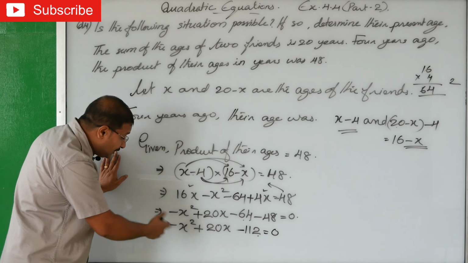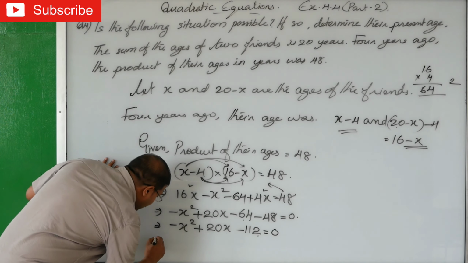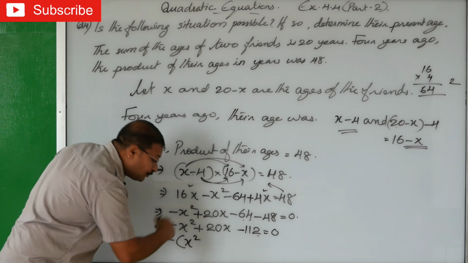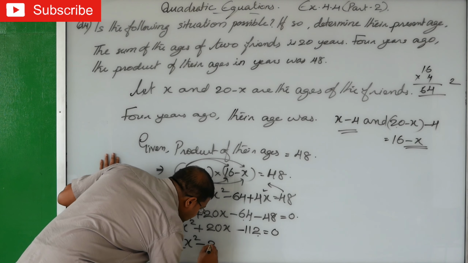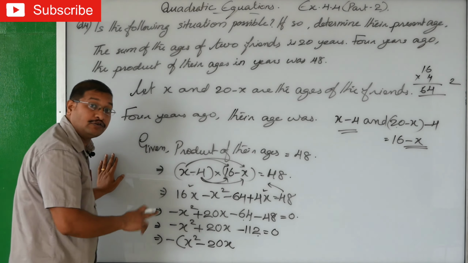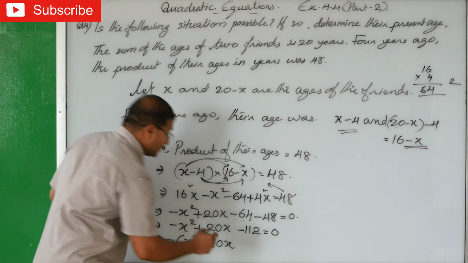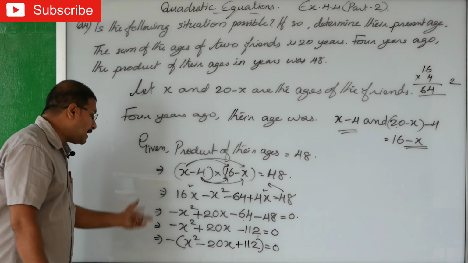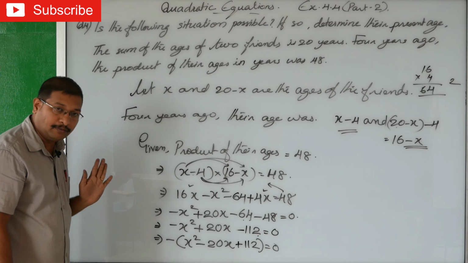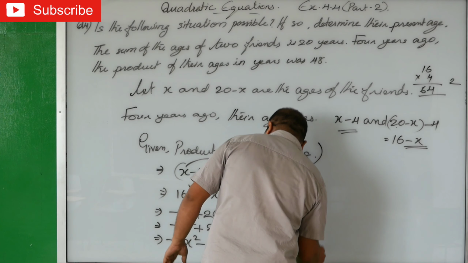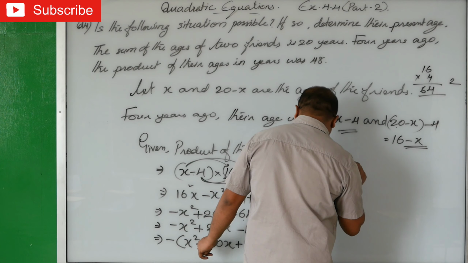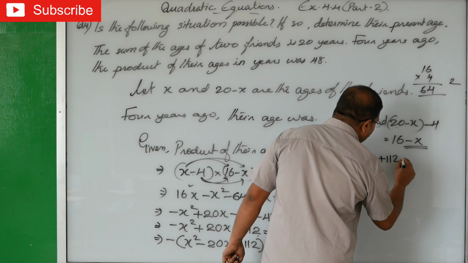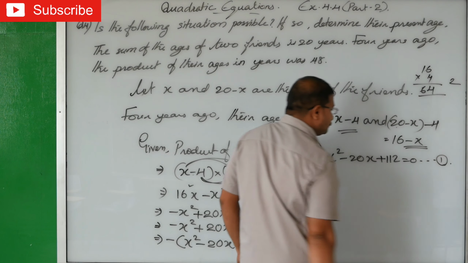Now, from here, we will take minus outside as common. This implies minus bracket x square, if you take minus from plus, plus becomes minus, minus 20x. And if you take minus outside from minus, minus will be plus 112 equal to 0. Since the other side is 0, you can remove the minus. That means we will get x square minus 20x plus 112 equal to 0. This is equation number 1.